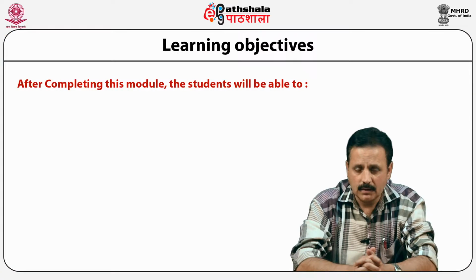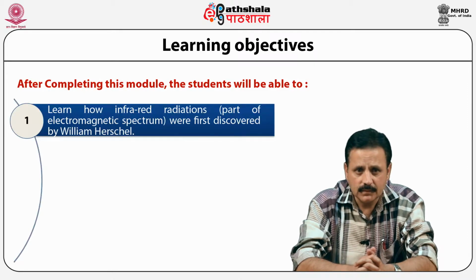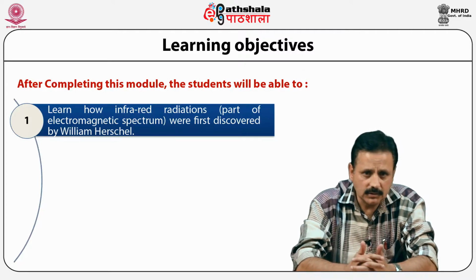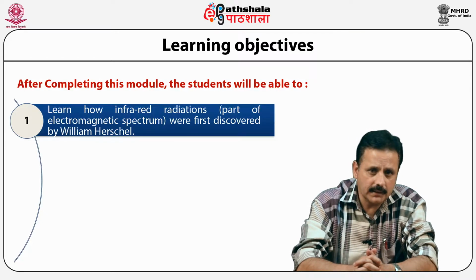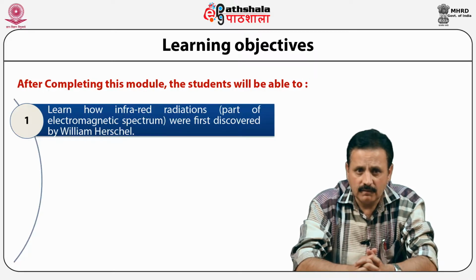Today we are going to talk on the module infrared astronomy. Generally we abbreviate it as IR-Astronomy, under the paper of Astronomy and Astrophysics. After completing this module, the students will be able to learn how infrared radiations, which are of course part of the electromagnetic spectrum, were first discovered by William Herschel.